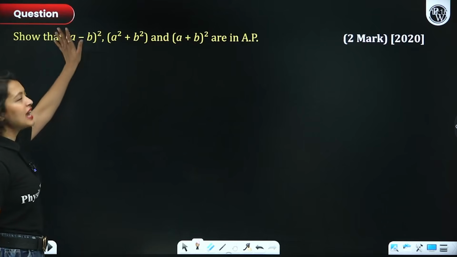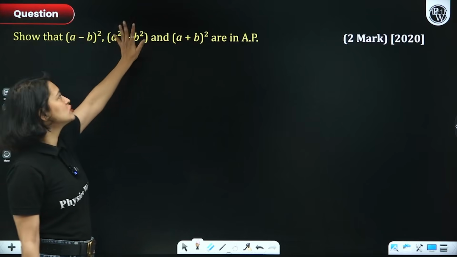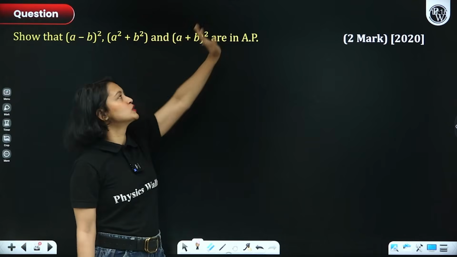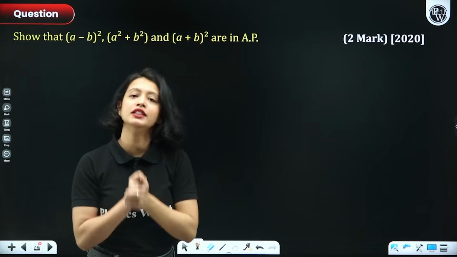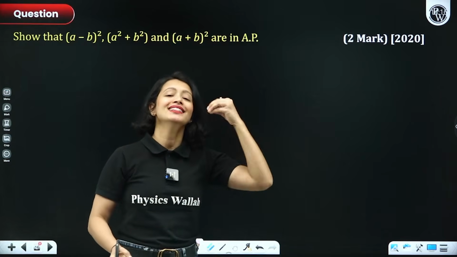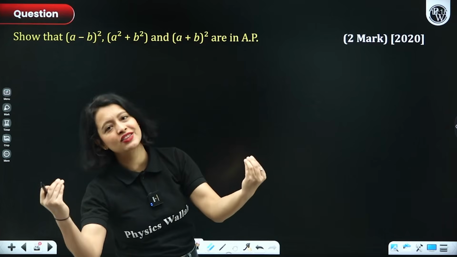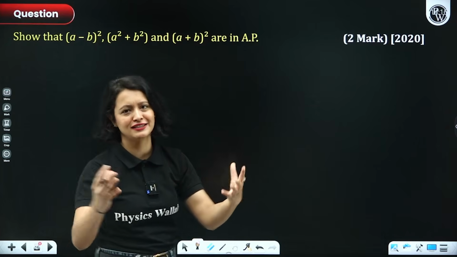Show that (a minus b) whole square, a square plus b square, and (a plus b) whole square are in AP. Whenever you have to show that three terms are in AP, the only thing you need to do is show that a2 minus a1 is equal to a3 minus a2. That means the common difference is the same, right?